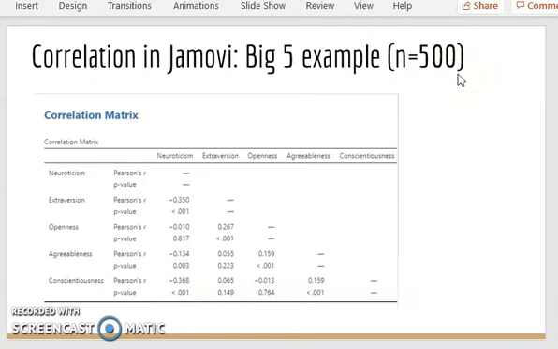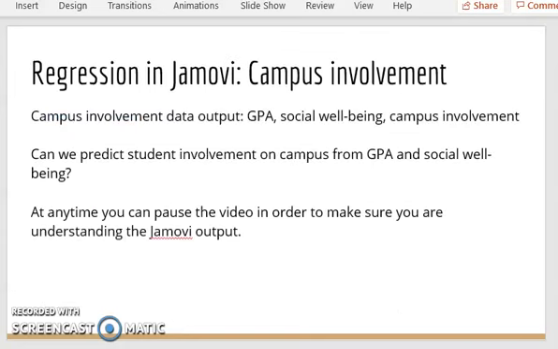So I'm going to have you answer a couple questions about this correlation matrix with your homework as well. And you will have an annotated output for this as well that you can refer to.